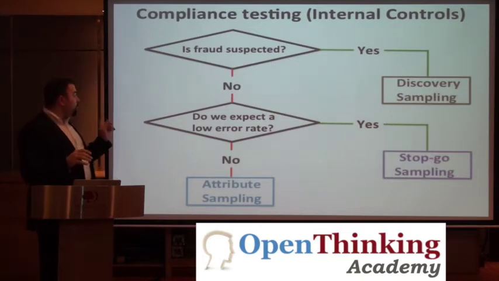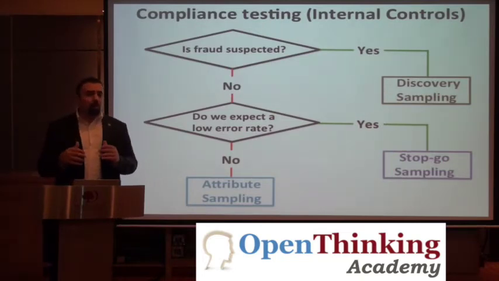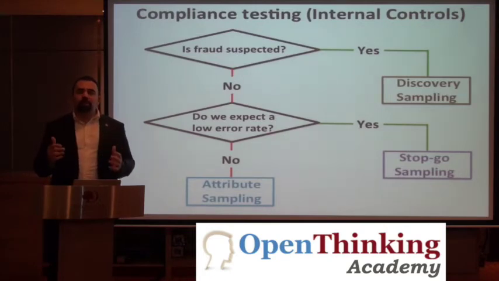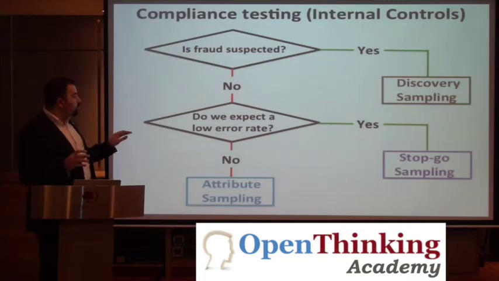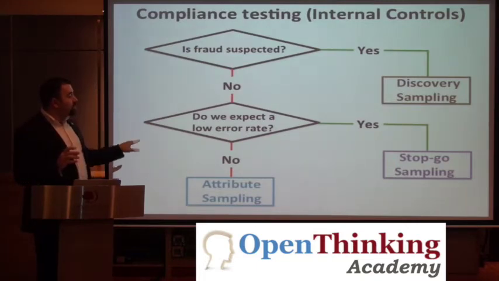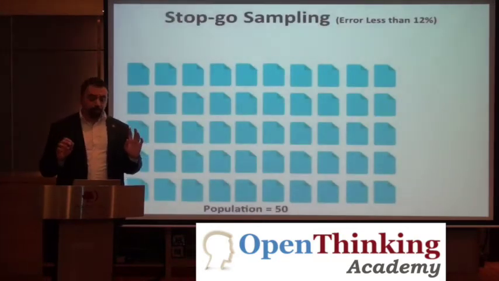If we expect a low error rate, why are we going to do a lot of testing? Because we know for the last 5 years we audited this function and everything is working as it should, they are doing everything as it should. So in that way everything is okay. Rather than doing the actual testing, we do something called stop and go testing. So what's stop and go testing?